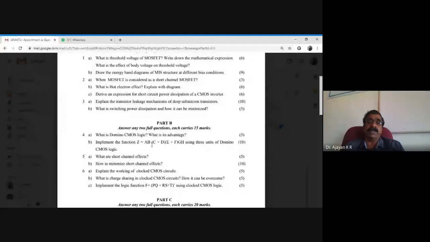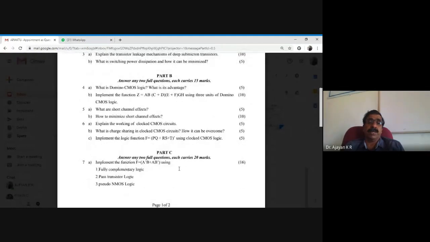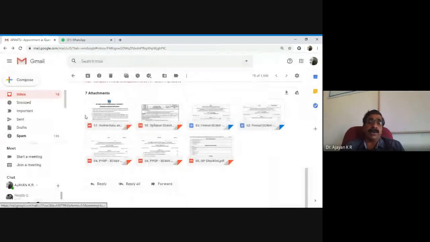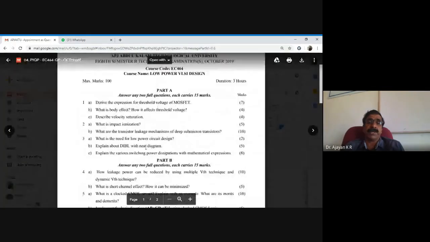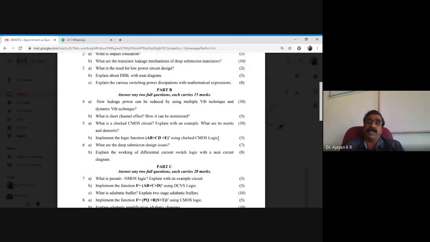If you check both questions, there is positive logic using domino. The question for clocked is PQ plus RS plus T the whole inverse. Can you see that? That means there is an additional inversion; this is negative logic for the clocked one. Then, one more question that we discussed earlier: AB plus CD plus E the whole bar using clocked CMOS. It is not domino, so inversion is not required.